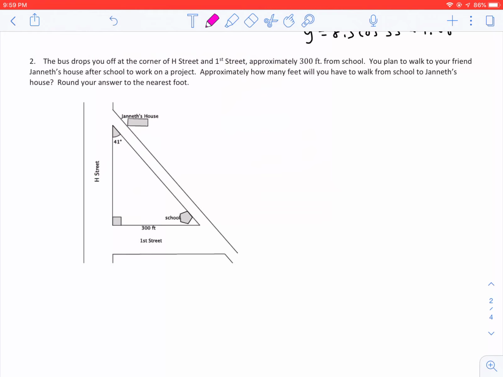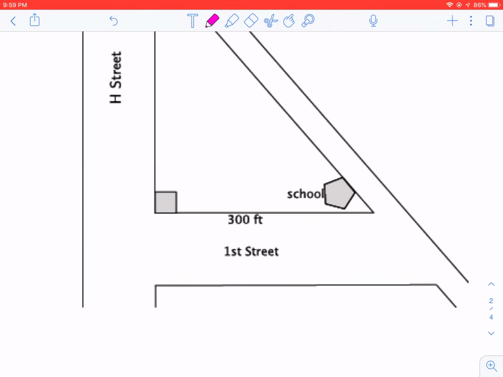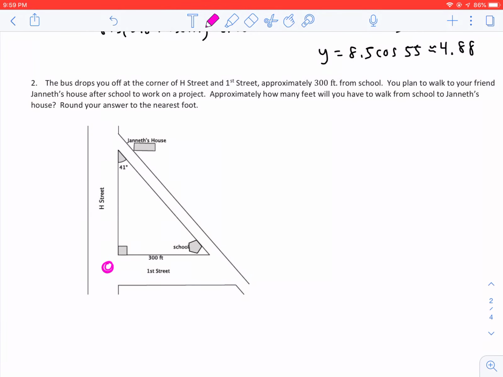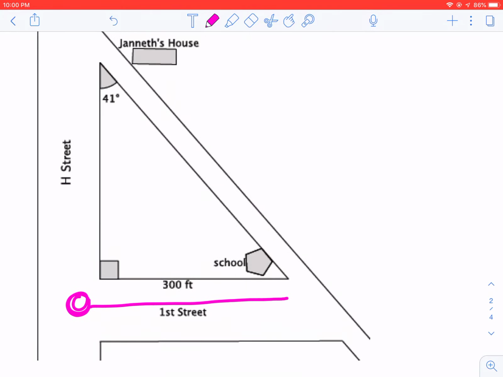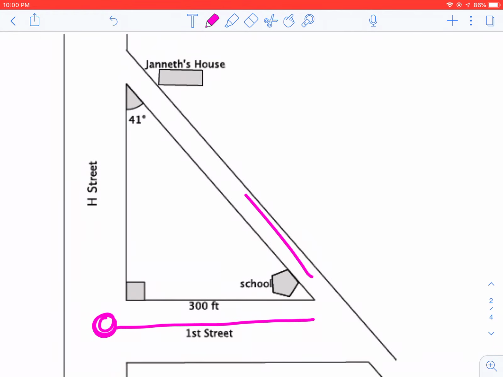The bus drops you off at a corner of H Street and 1st Street, approximately 300 feet from school. Alright, so we're getting dropped off right here. You plan to walk to your friend Janice's house after school to work on a project. Approximately how many feet will you have to walk from school to Janice's house? Alright, so that's 300 feet to school. How far is it from school to your friend Janice's house?